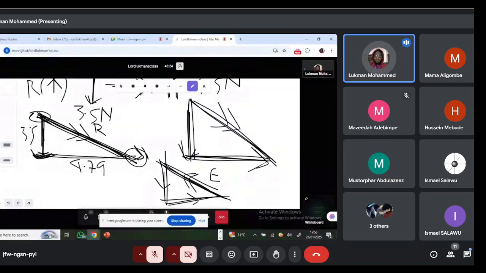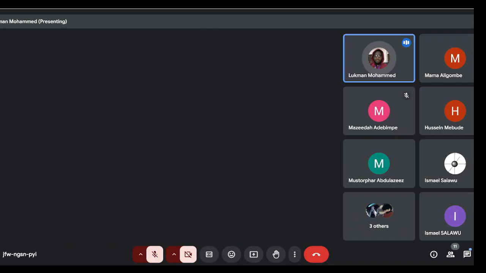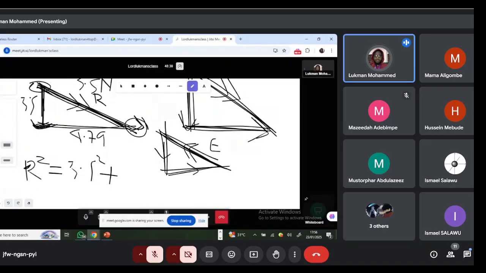If you use Pythagoras theorem, we are going to get the same magnitude. Okay, so let's use Pythagoras theorem now. You should be familiar with Pythagoras theorem. So r squared equals 3.5 squared plus what? Let me know whether you are familiar with Pythagoras theorem. Plus what?